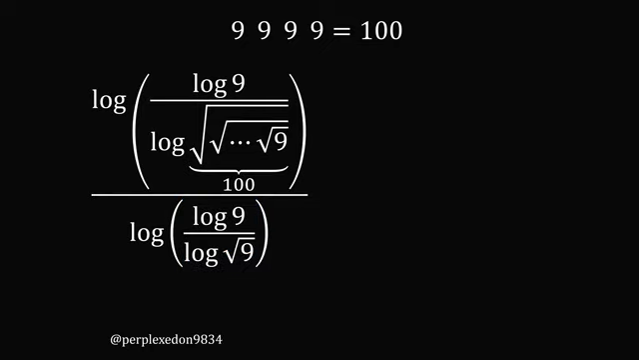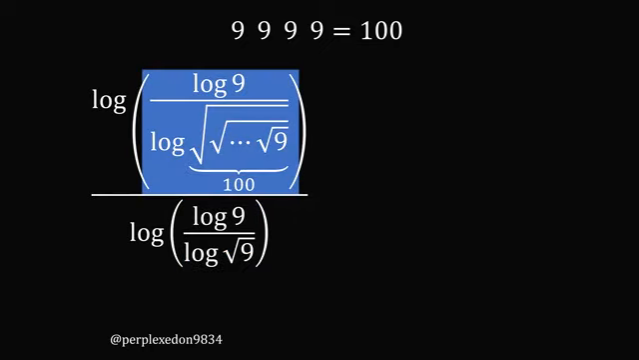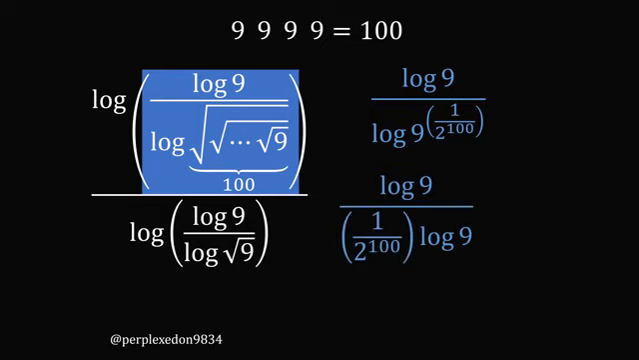So now let's think about this argument in the numerator. So we can rewrite the 100 square roots of 9 in fractional exponent form. So this will be 9 to the power of 1 over 2 to the power of 100. So since we have logarithms, we'll bring this exponent power to the front. So this works out to be log 9 divided by 1 over 2 to the power of 100 multiplied by log 9. The log 9s will cancel, and we have 1 divided by 1 over 2 to the power of 100. This will work out to be 2 to the power of 100.